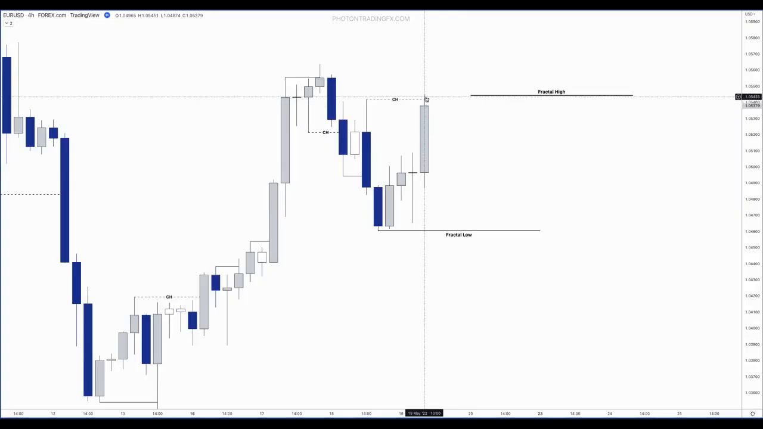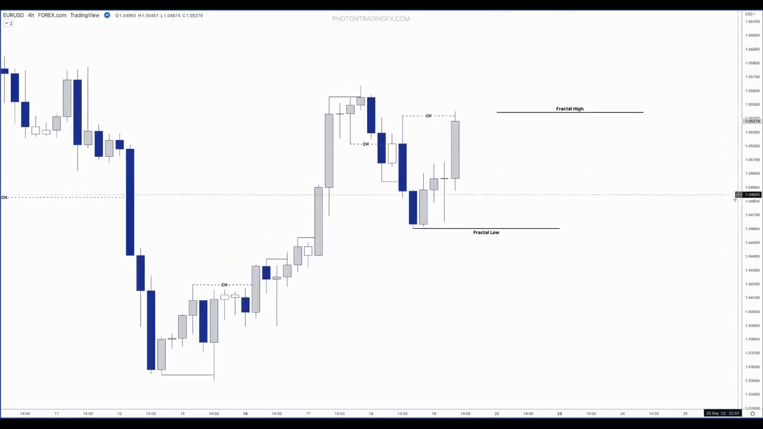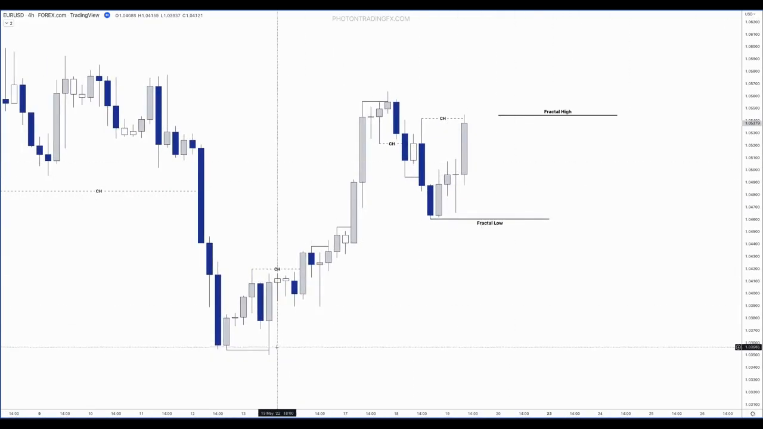Where is our fractal low? Well, we need to find the nearest candle that failed to break the previous candle's high. That broke the high, that broke the high, that broke the high. That one failed to break the previous candle's high, so the low stays in the same place. And that's where we're at. So I'll leave that there. That actually took a little bit longer than I thought just to do a few bits of price action.